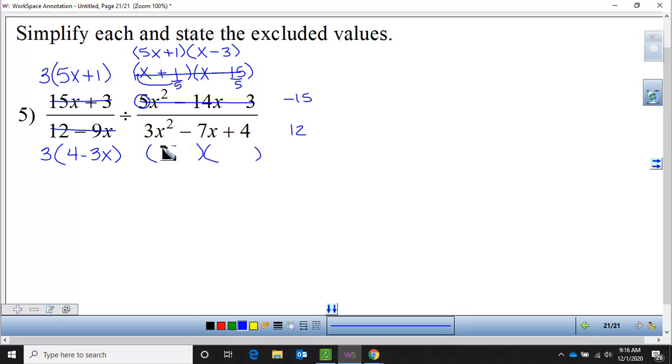The x squared breaks down into x times x. I need to think of two numbers that can multiply to a positive 12 that when I add them together will give me a 7. 3 and 4. Anytime they multiply to a positive and they add, we're going to have the same signs, and they will both have the same sign as the middle term.